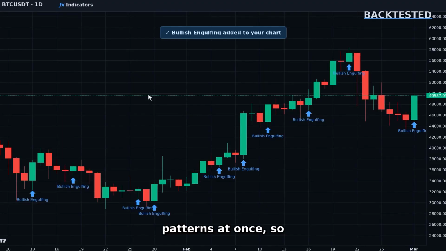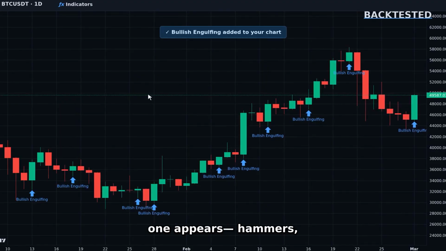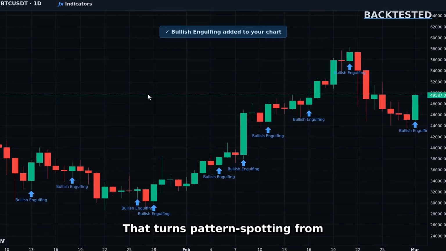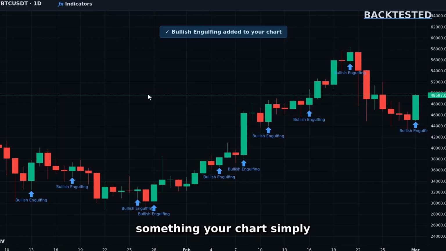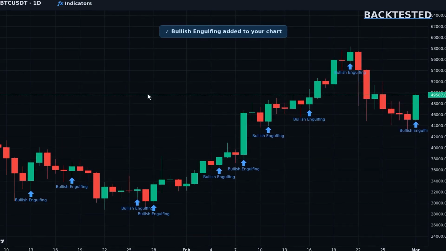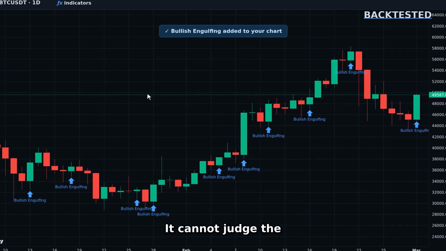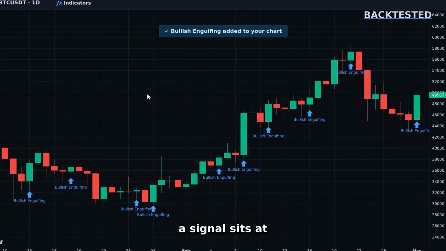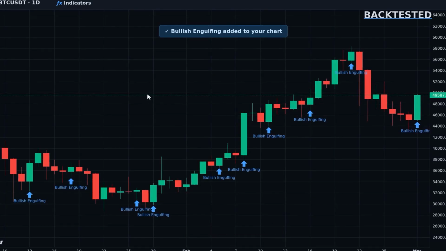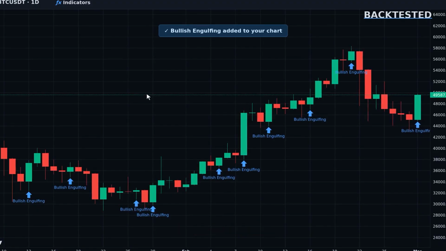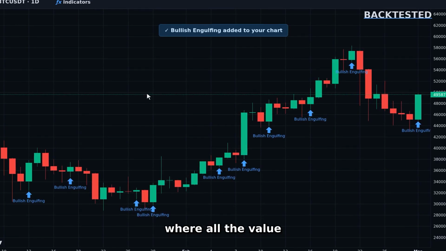You can add several patterns at once, so the chart tags whichever one appears, hammers, dojis, stars, all at the same time. That turns pattern spotting from a memory test into something your chart simply does for you. But notice what this does and does not solve. It finds the shapes flawlessly. It cannot judge the context, whether a signal sits at support or floats in empty space. That part still belongs to you, and that, as we've seen, is where all the value lives.